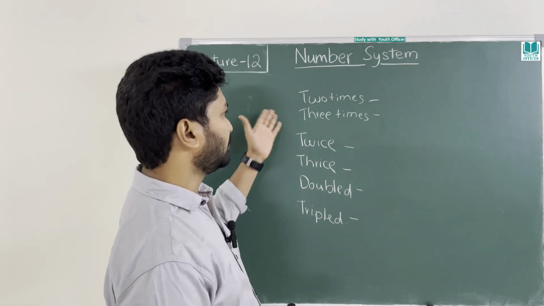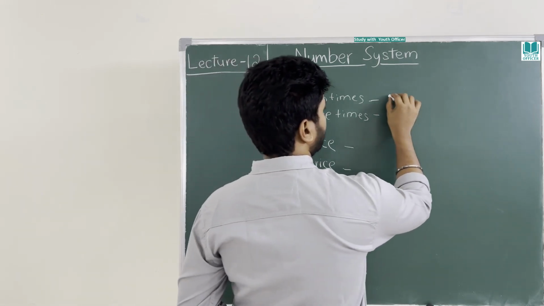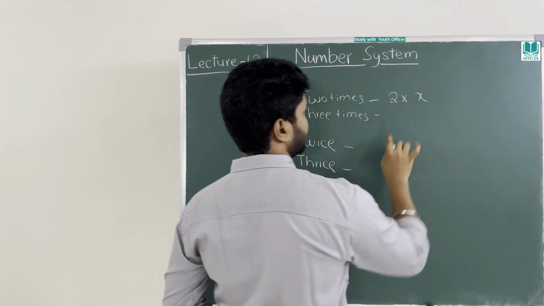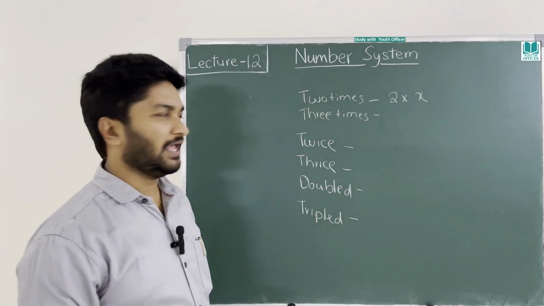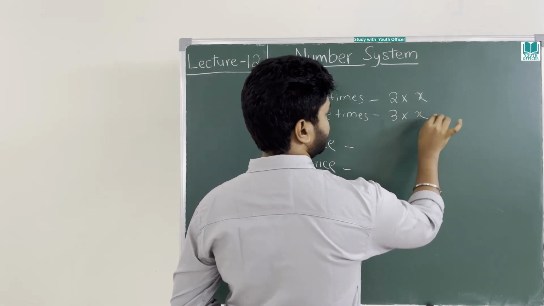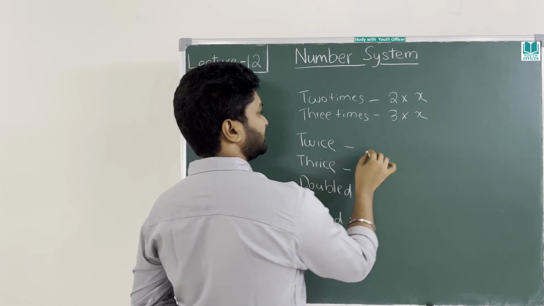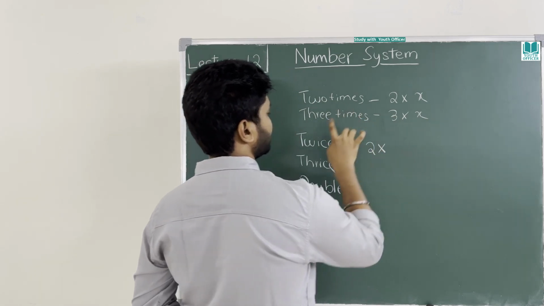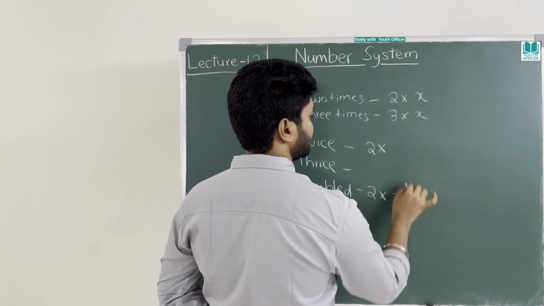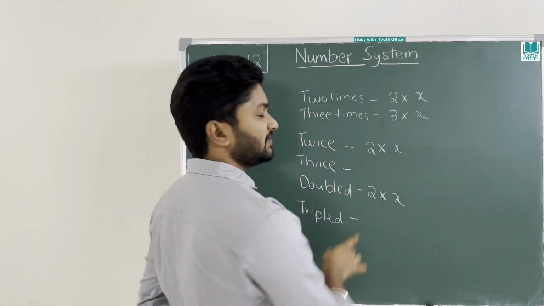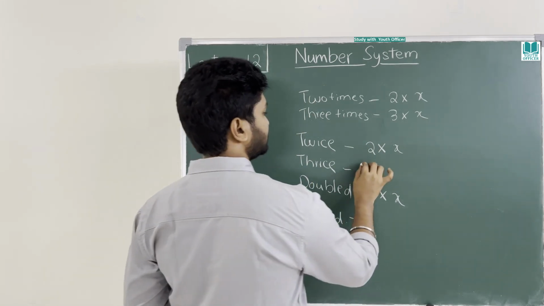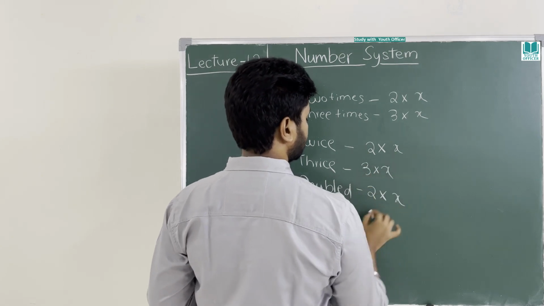What is meant by 2 times? 2 times of a number means 2 into that number. If you take a number as x, then you should take 2 into x. 3 times means 3 times of that number. Twice is also similar to 2 times. Twice and doubled are also 2 times only, 2 into x. 3 times or thrice or triple, whatever the word they use, they all are one and the same.